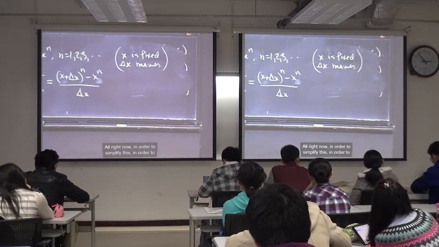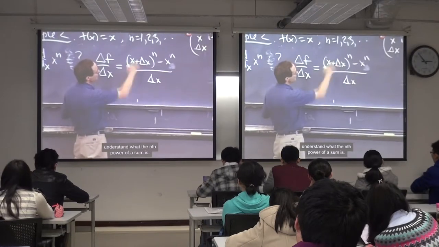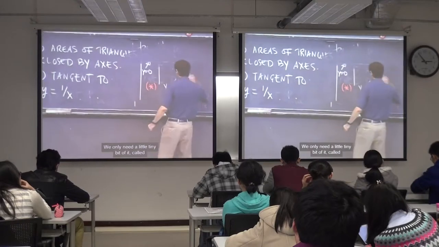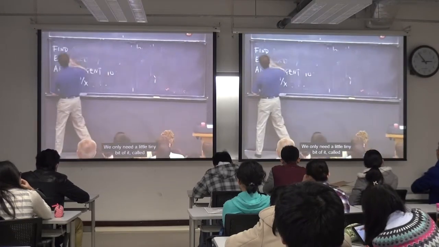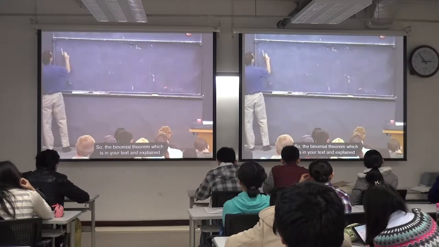All right, now, in order to simplify this, in order to understand algebraically what's going on, I need to understand what the nth power of a sum is. And that's a famous formula. We only need a little tiny bit of it, called the binomial theorem.